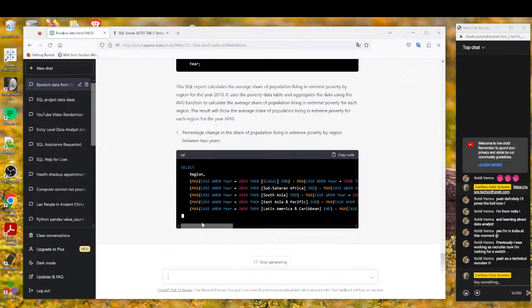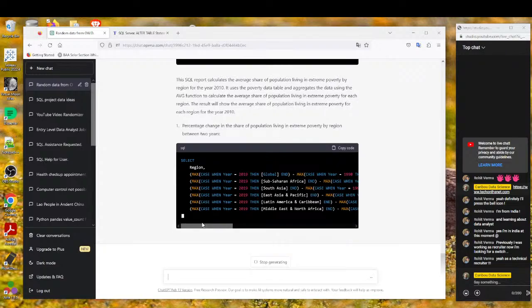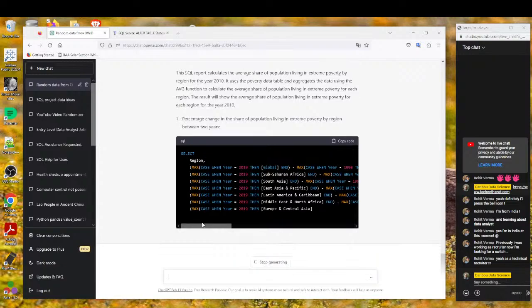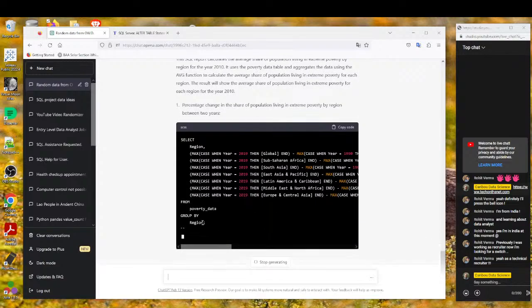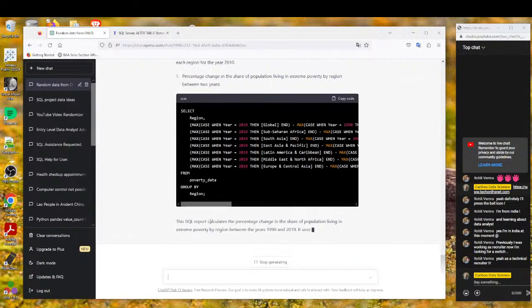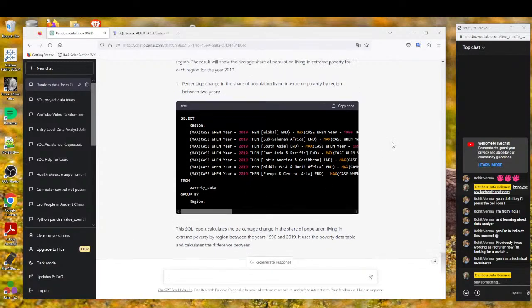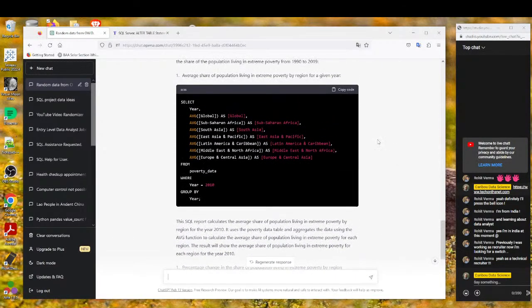This is interesting. You know what they're going to do? I think they're going to produce... Interesting. So here they're doing a select, right? From poverty, where year is 2010, group by year. Average global. So why are they doing an average if they're only pulling one year's worth of data?